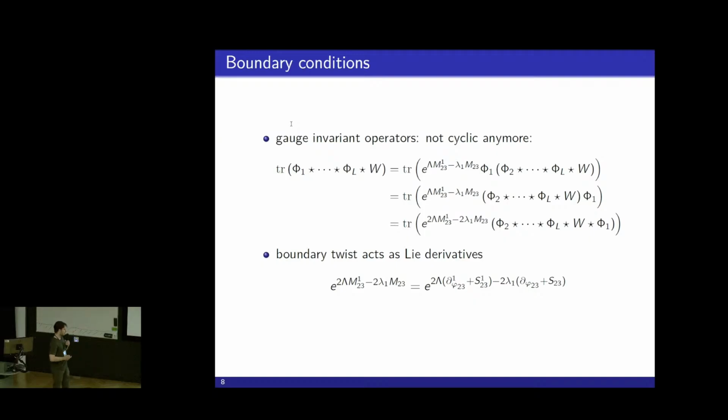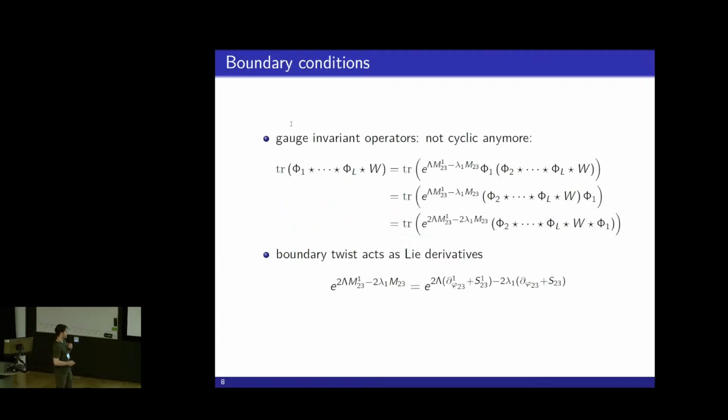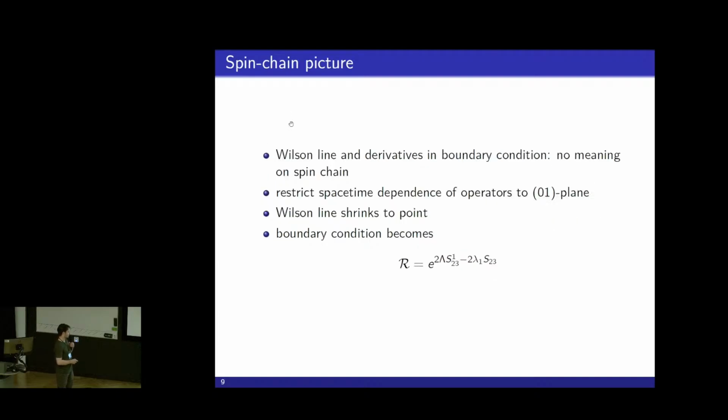So what we do is to restrict the space-time dependence of our operators to be just in the 0-1 plane. If we do that, then these Wilson lines, which go on circular paths in the 2-3 plane, shrink to a point and become trivial. And similarly, these partial derivatives here also trivialize. So this is the only thing that is left over from these boundary conditions. And now all these things have a definite meaning in terms of the spin chain.